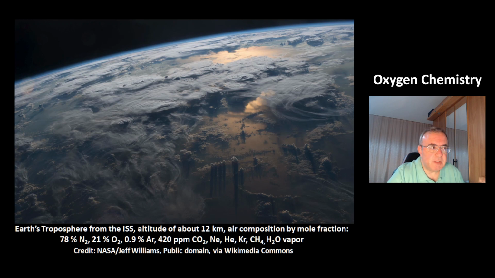This is a nice picture of the Earth's troposphere from the ISS space station. Troposphere goes up to an altitude of about 12 kilometers. This is the composition of air by mole fraction. It's 78% nitrogen, 21% oxygen, 0.9% argon, 420 parts per million carbon dioxide, and then other noble gases, neon, helium, krypton, methane, and water vapor.